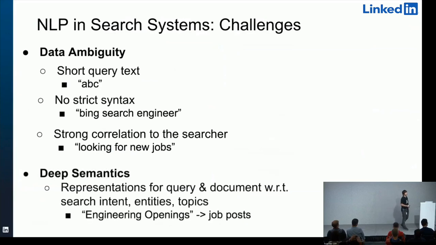The second challenge comes from the deep semantics. In search systems, matching is a big problem. How can we match query and documents? This relies on having a good representation on both sides. And this is regarding how to learn a good feature space for both query and documents with respect to their search intent, topics, and entities. One example here is if someone searches for engineering openings, the system should understand that this is looking for job posts, for jobs, and specifically engineering jobs.